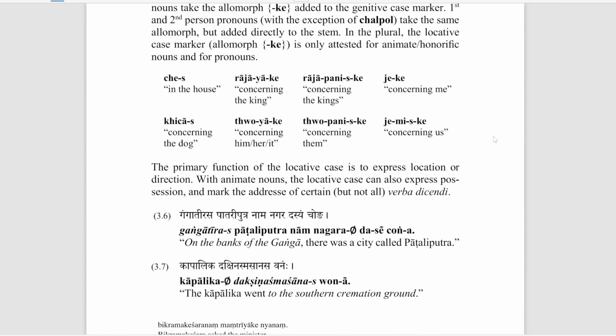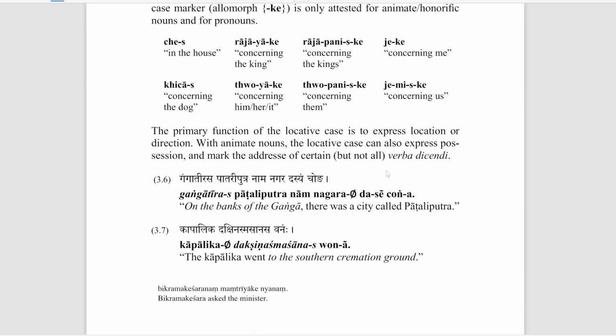So locative case is to express location or direction. And with animate nouns, the locative case can also express possession, like having something. So let's read the examples. Would anyone like to read out the first sentence? Sure. Ganga Tiras Pathari Putra Nama Nagara Dasyam Chona.